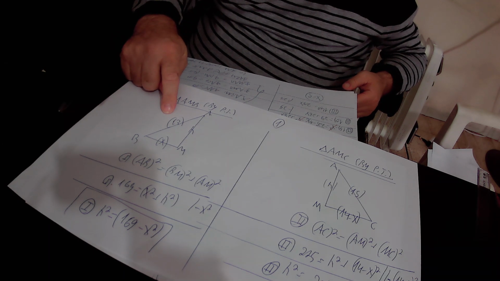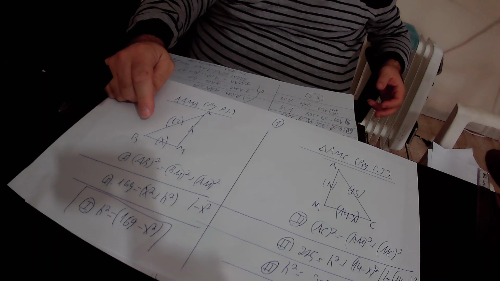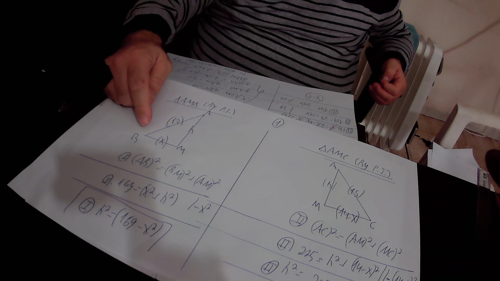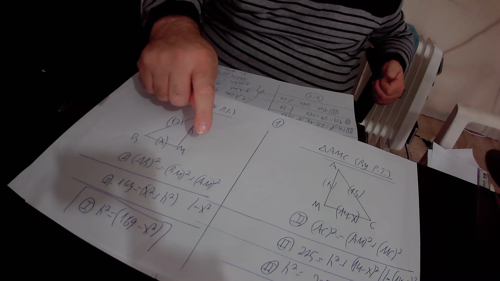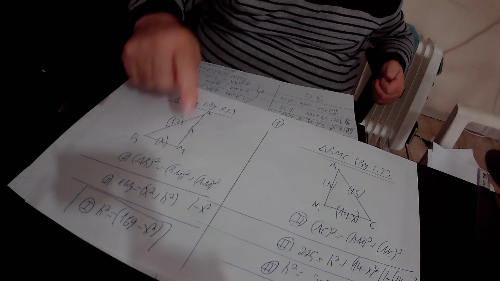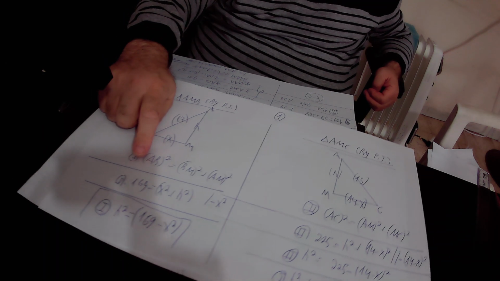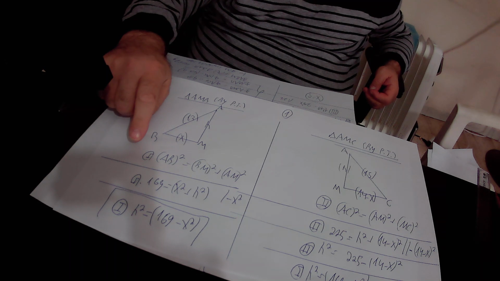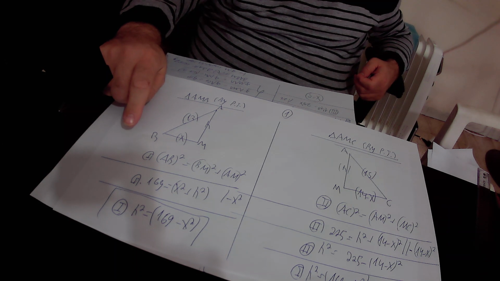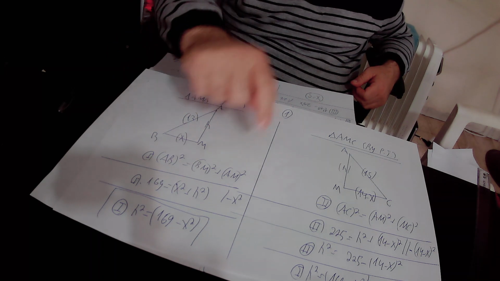So AB is 13, therefore AB squared is 13 squared, that is 169, and it equals BM squared. BM is x, therefore BM squared is x squared, plus AM squared. AM is h, therefore AM squared is h squared. So in total we found out that 169 equals x squared plus h squared. We subtracted x squared from this equation and finally found out that, according to this equation number 1, h squared equals 169 minus x squared.